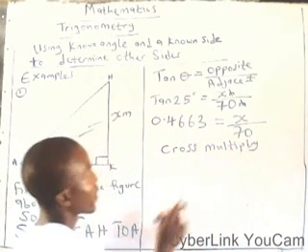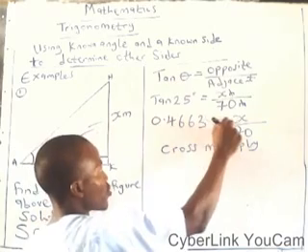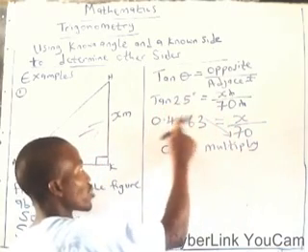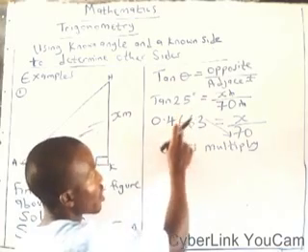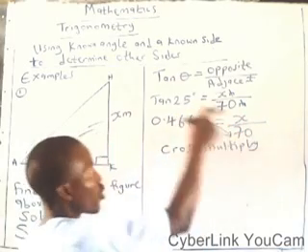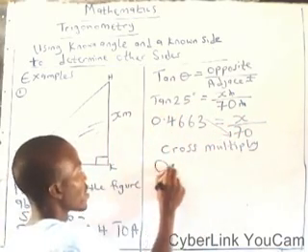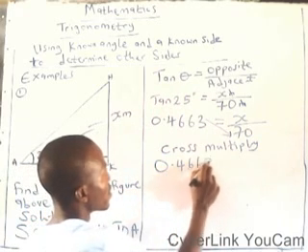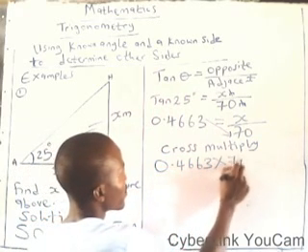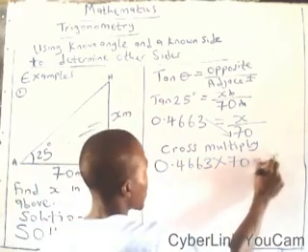If you now cross multiply, that means this will multiply this. The numerator here is assumed to be over 1. This will now multiply 70. 70 will come up here by saying that 0.4663 multiplied by 70 is equal to what? X.